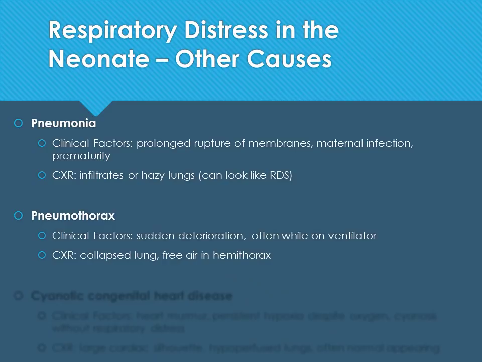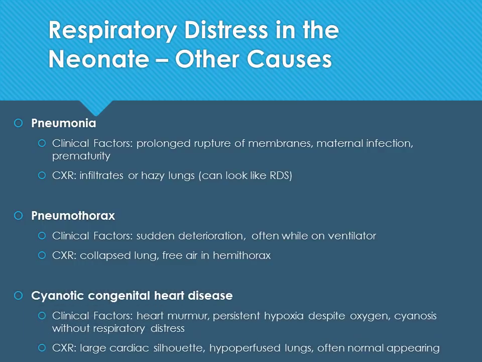Pneumothorax. So the clinical factors is an infant's doing fine and then they have a sudden deterioration. Often it happens while they're on the ventilator. So remember, of those that we talked about, meconium aspiration syndrome can be associated with pneumothorax. On chest x-ray, we can actually see that collapsed lung, kind of that black outline on the outside of the lungs, free air in that hemithorax.